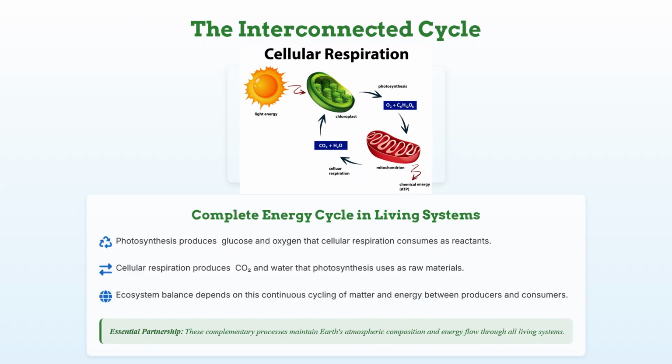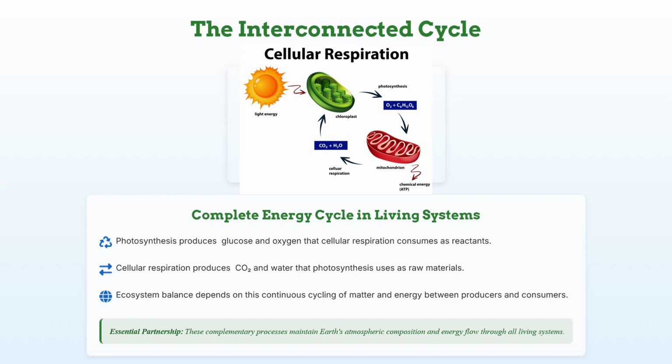The relationship between photosynthesis and cellular respiration creates a perfect cycle of matter and energy in living systems. Photosynthesis produces glucose and oxygen, which serve as the essential reactants for cellular respiration. Conversely, cellular respiration produces carbon dioxide and water, which are exactly what photosynthesis needs as raw materials.